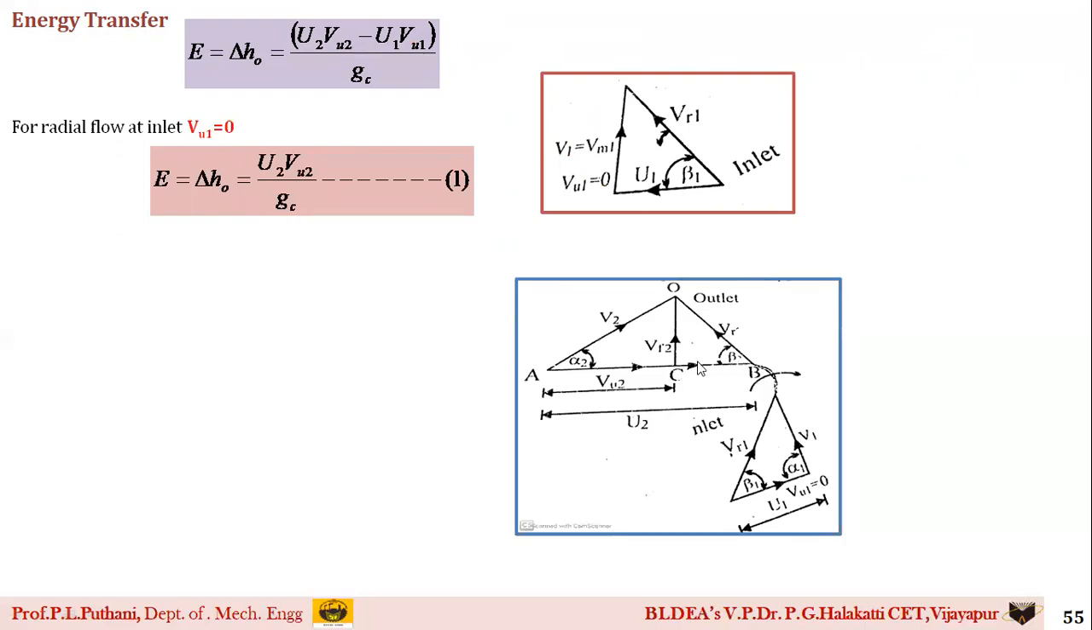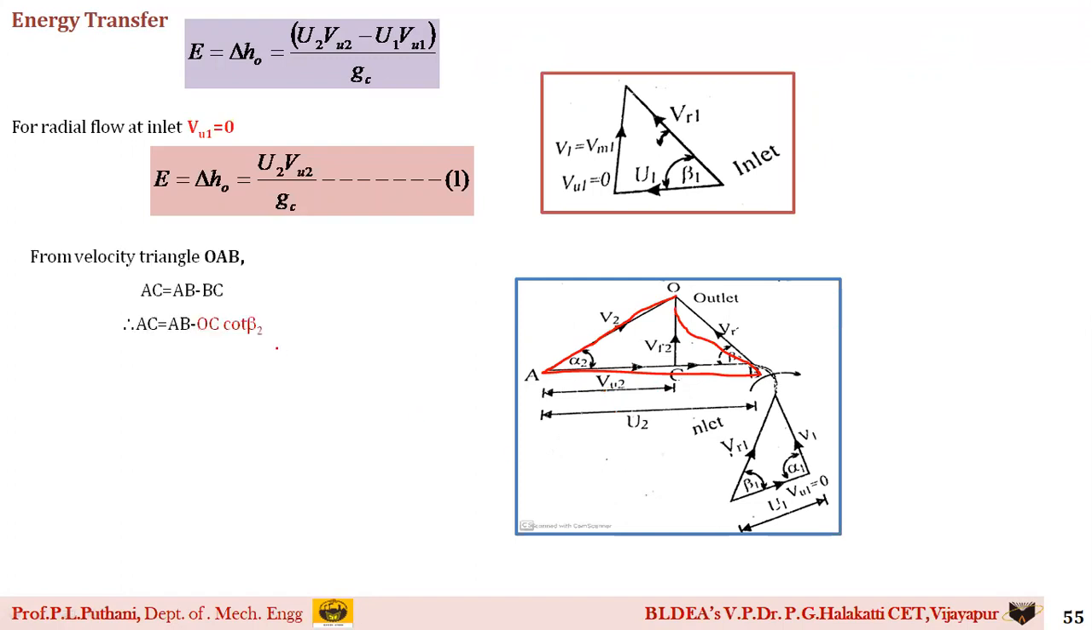I have taken the previous session's sketch itself for the outlet velocity triangle. This is our outlet velocity triangle, that is O, A, B. I need to find the value of AC, that is VU2. How can I write it? AC is equal to AB minus BC. What is AB? It is the tangential velocity U2. But for BC, what do I do to find it?